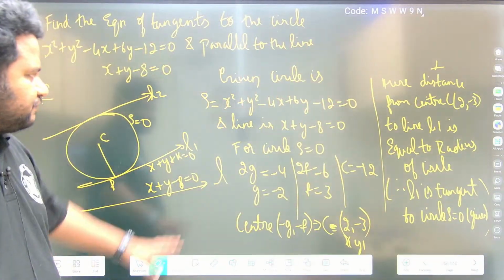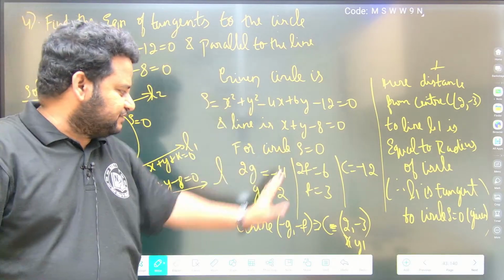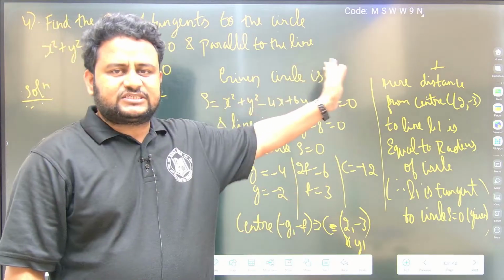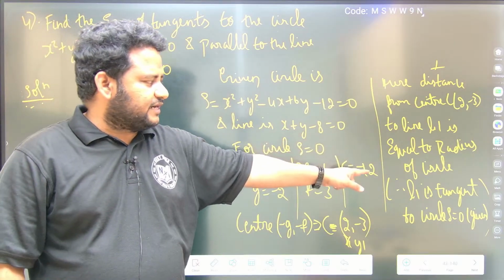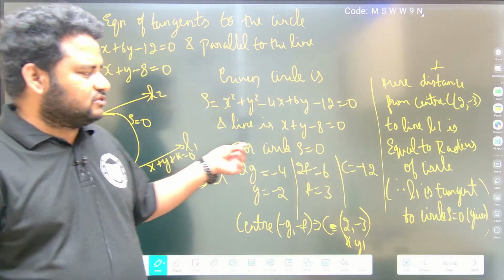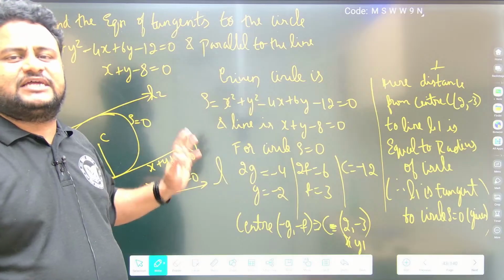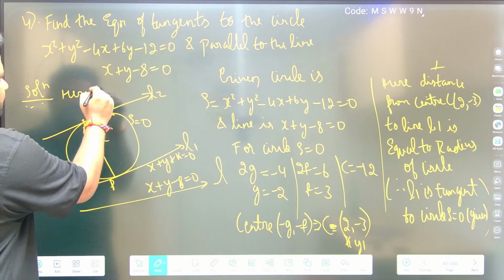So first what we wrote? Given circle we wrote and given line is written. Then 2g, 2f and c we wrote. We got the center, and then the perpendicular distance from the center to the line L1 is equal to the radius of the circle. Why? The reason is L1 is tangent to the circle. How do we know it is tangent? Because they have only given it is tangent. Here we have to write it.